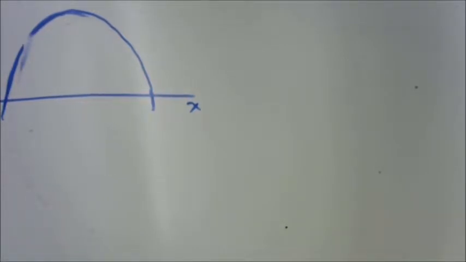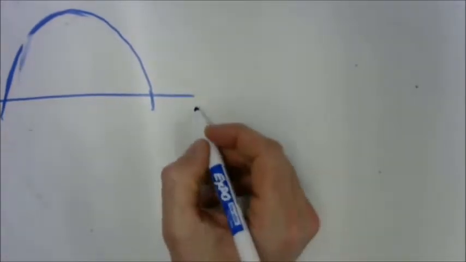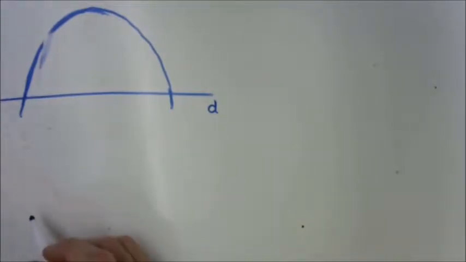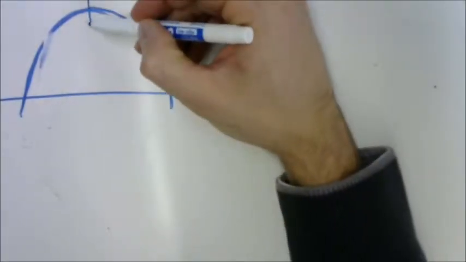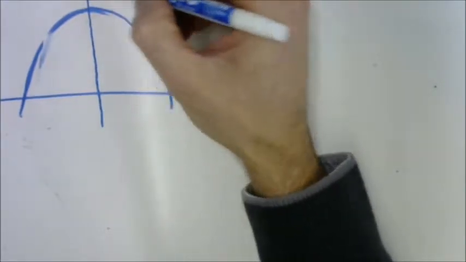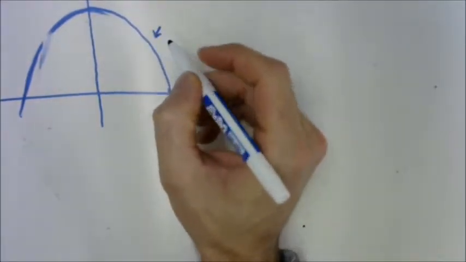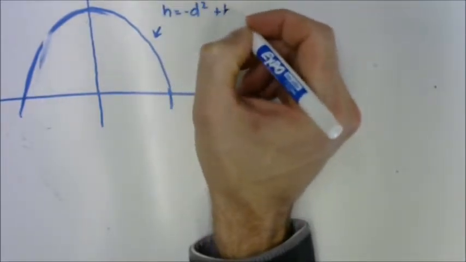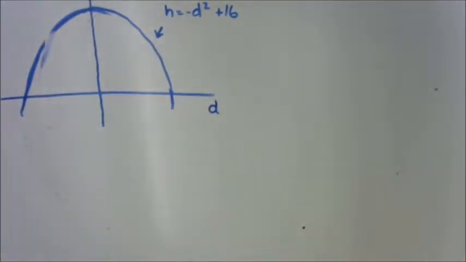The design engineer uses the equation h equals negative d squared plus 16 to model the arch, where h is the height above ground and d is the horizontal distance in meters. So we're looking at d, and up and down is h, from the center of the arch. Oh, that's easy, so we do know where it is. There's our h-axis, and this parabola is represented by h equals negative d squared plus 16. How wide and how tall is the arch?